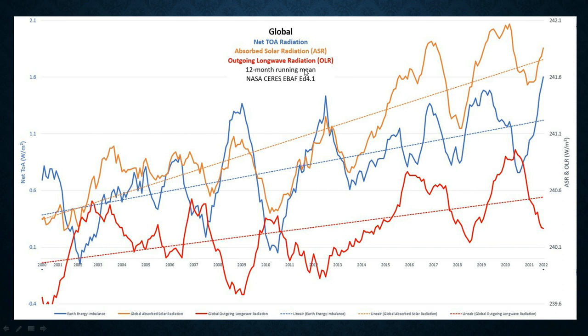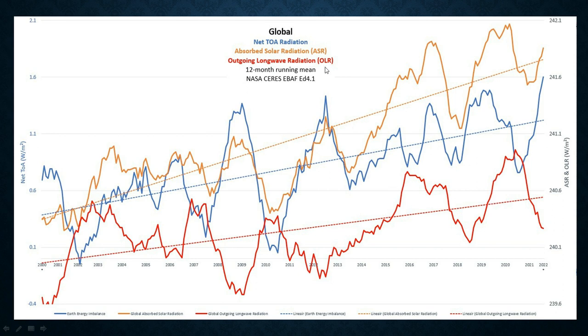So this is a 12-month running mean. We have the outgoing longwave radiation, OLR, that's in this red here. You can see what it's doing. We have the net TOA radiation. TOA means top of atmosphere radiation. So what happens at the top of the atmosphere? Again, we see the patterns here. And then look at the absorbed radiation. In all three cases here, they fit the best line.